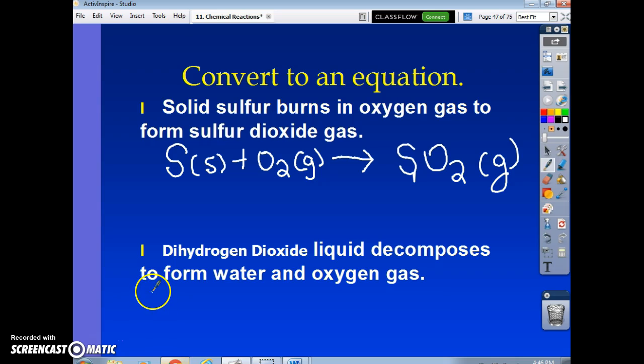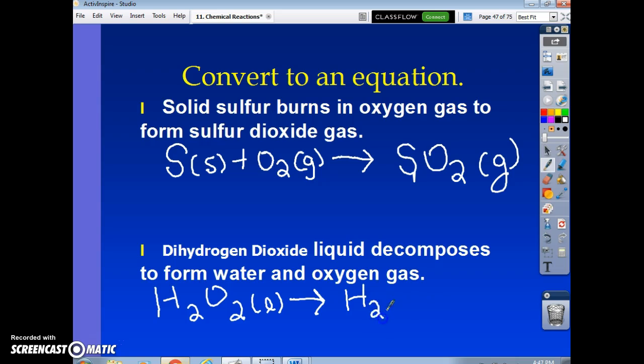Okay, so we have dihydrogen dioxide, 2 hydrogens, 2 oxygens, and it's a liquid. If it decomposes to form water and oxygen gas, that means we're just going to draw a little arrow that goes where it says to form. And we got some water.